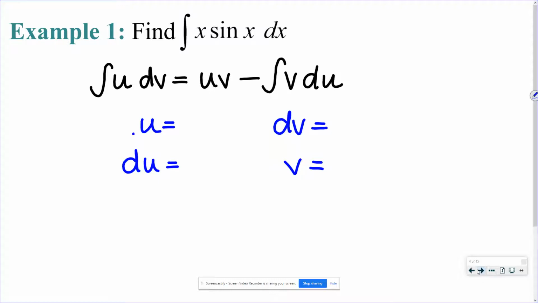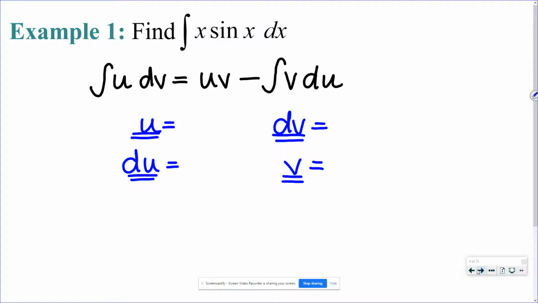So I need to choose something for u, and I need to choose something for dv. I need to keep in mind that whatever I choose for u, I will be deriving that to get du. And whatever I choose for dv, I will be anti-deriving to get v. So I need to find something for u that would have a nice derivative, and something for dv that has a nice anti-derivative. I want to make things simple, okay? Simpler than what they are now.